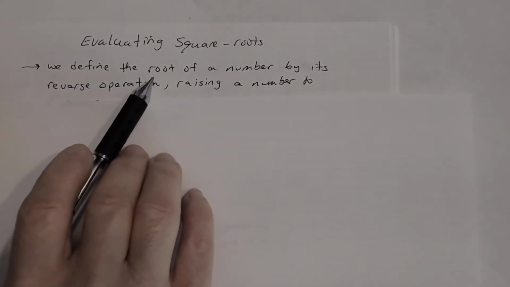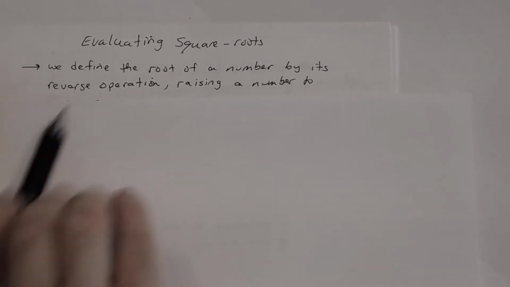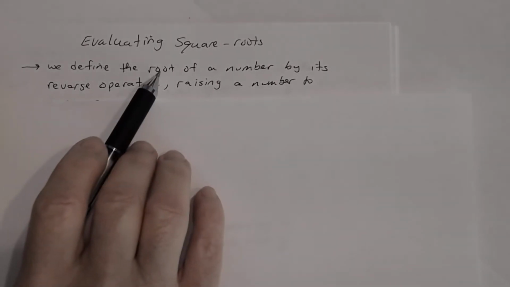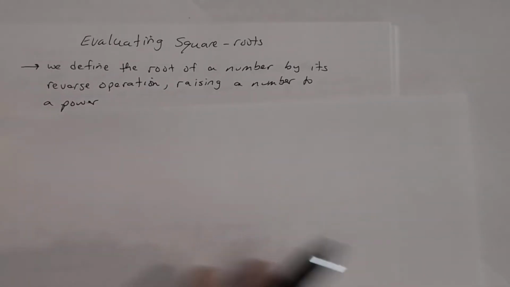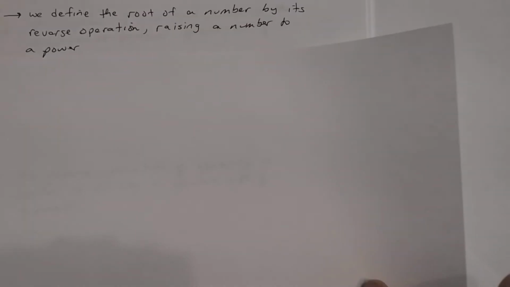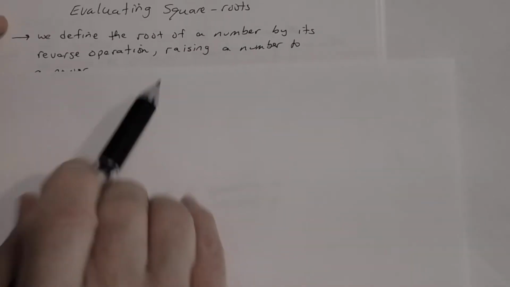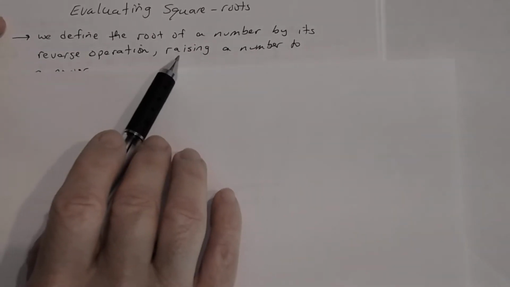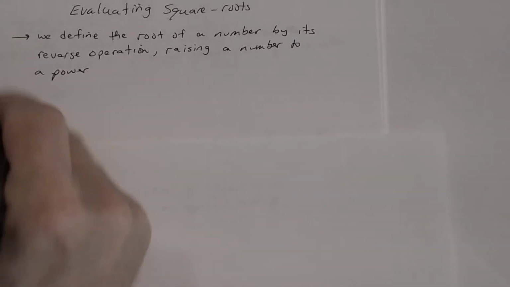We define the root of a number by its reverse operation. The reverse operation of a root of a number is raising a number to a power. So when we talk about a root, we define the root of a number by its reverse operation, when the reverse operation is raising a number to a power. So for example, let's consider this idea.